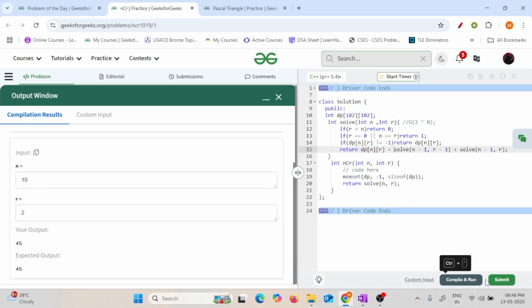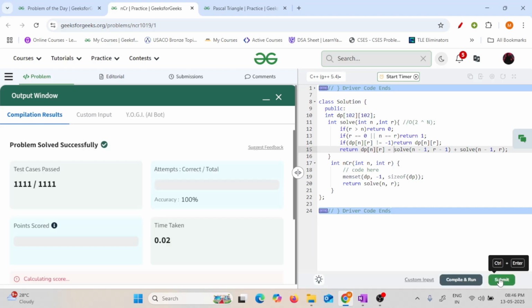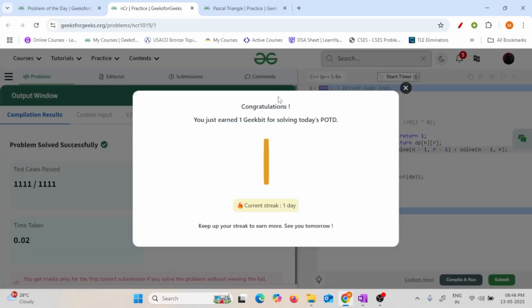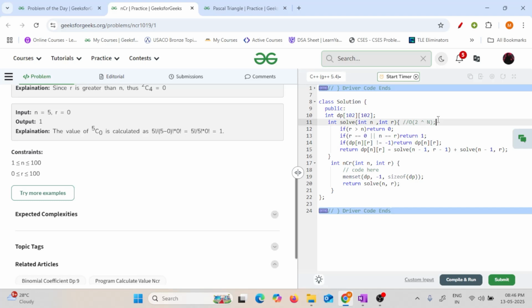Okay, so let's try to submit it. Okay, so it got accepted successfully. Now what is the time complexity of this problem? This is n squared.